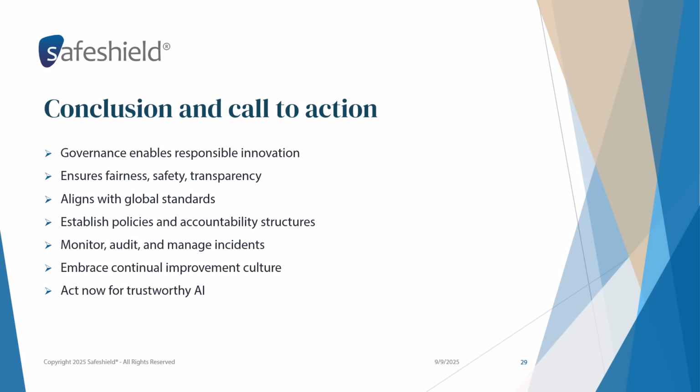AI governance is essential for ensuring that artificial intelligence contributes positively to organizations and society. It provides the structures, principles, and processes needed to manage risks, demonstrate accountability, and build trust. Governance enables responsible innovation and ensures that AI systems are fair, transparent, safe, and aligned with human values.